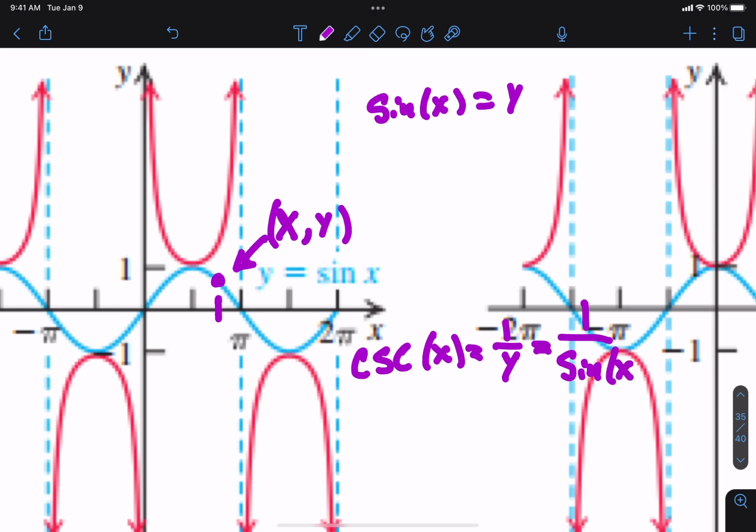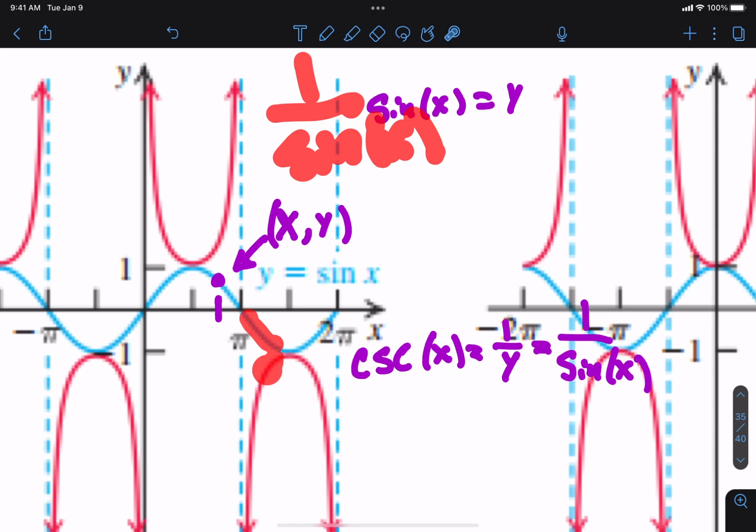Also could write it like that. So how do I get the height of this point? I take 1 divided by the height of this point, and that will give me this point. So you can imagine, as the denominator goes to 0 from above, what's going to happen to the reciprocal? It's going to go up to infinity. What happens if the denominator of the fraction 1 over sine x goes to 0 from below? Then the fraction will go to minus infinity.